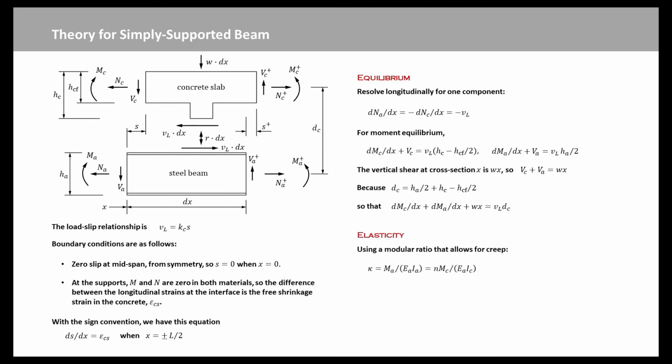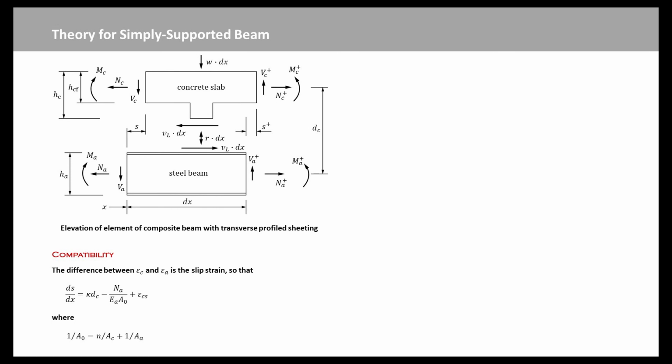For elasticity, in beams with adequate shear connection, the effects of uplift are negligible in the elastic range. The two components must then have the same curvature, kappa, and simple beam theory gives the moment-curvature relations, using a modular ratio n that allows for creep. The kappa equation is shown here. The longitudinal strains in concrete and in steel at the top surface of the steel flange are expressed by the epsilon c and epsilon a equations, where epsilon cs is the free shrinkage strain of the concrete, a negative number.